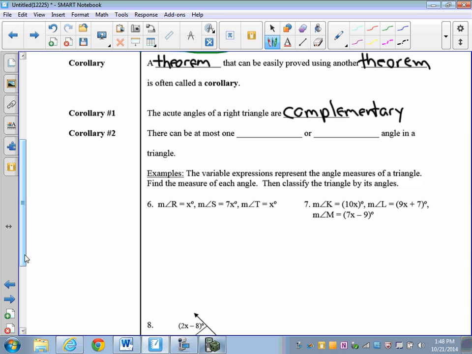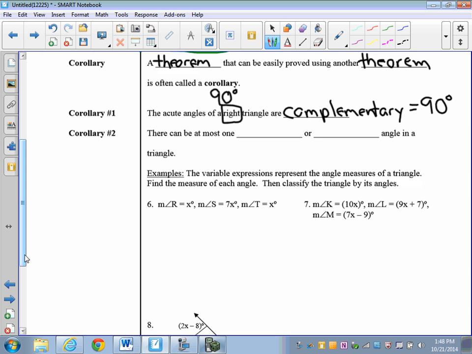So remember, complementary meant they add to 90 degrees. That's because each triangle adds to 180. Well, a right angle, you should remember, is 90 degrees. So that would mean the other two angles would have to add up to 90. 90 plus 90 is 180. That's why this is true.